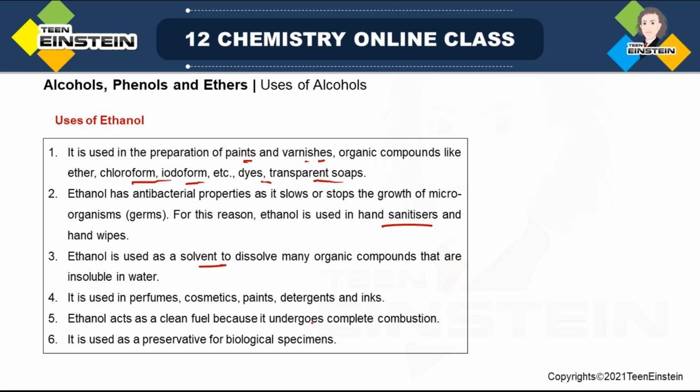Ethanol is used as a solvent in the laboratory because many organic compounds that are insoluble in water are soluble in ethanol. When we are talking about organic compounds, mostly they will be water insoluble. If it is water insoluble but you still want to use some polar solvent, then you can use ethanol, because it helps with the solubility of all these organic compounds.